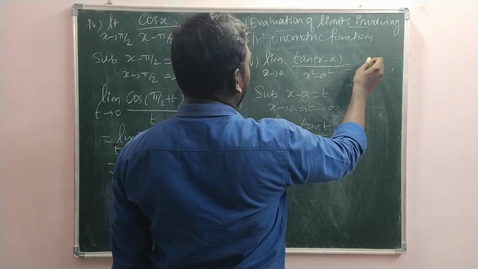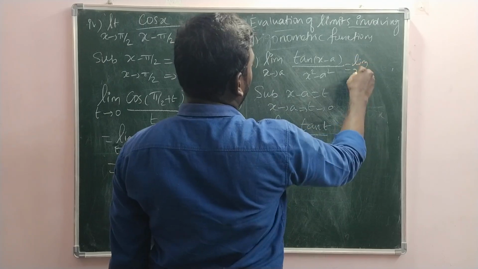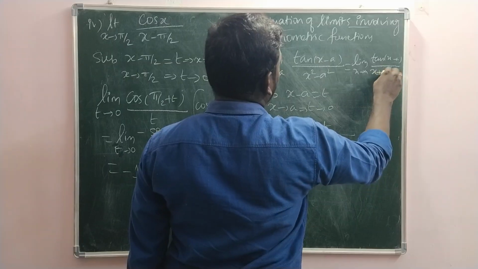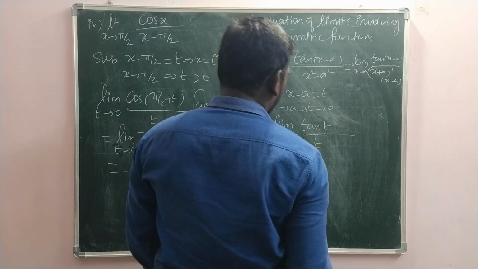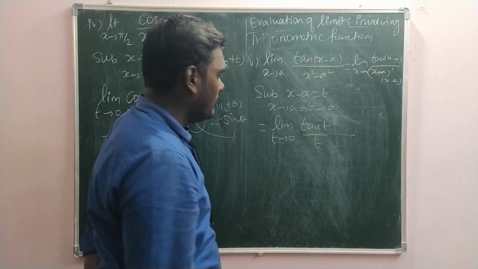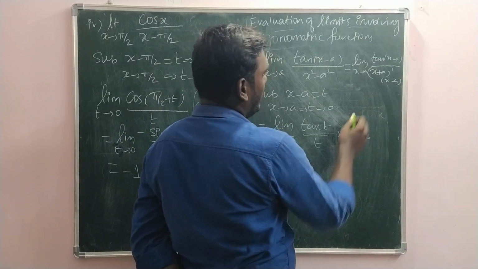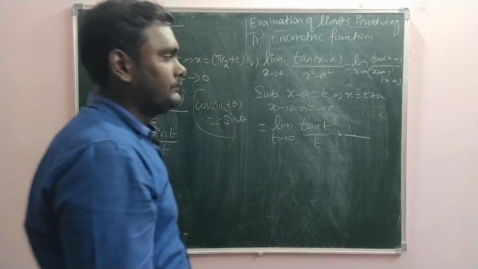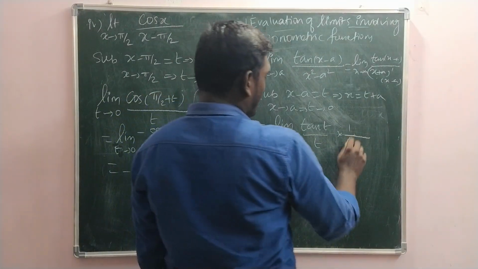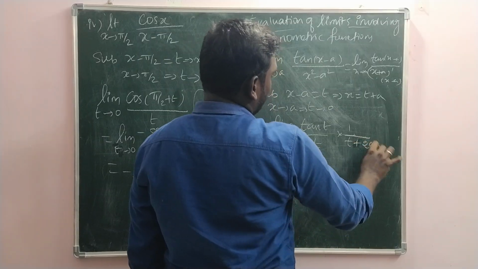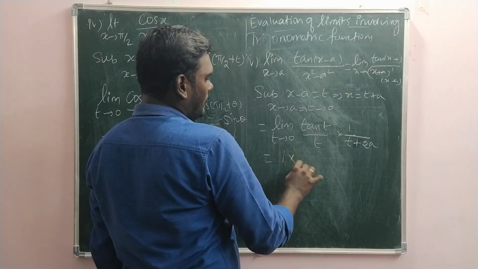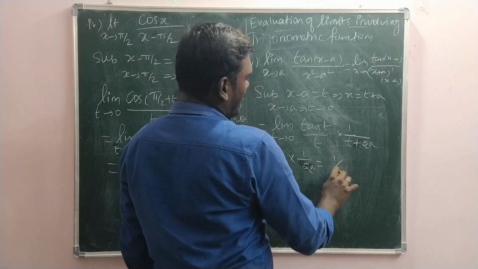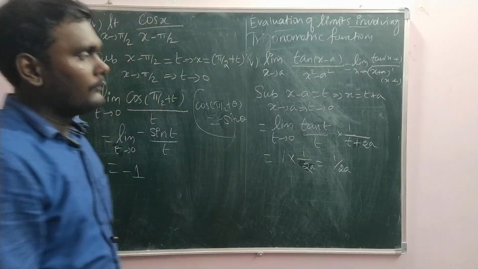Tan t by t. This can be written like limit x tends to a, tan of x minus a by x plus a into x minus a. That x minus a is t I am substituting here, into 1 by this x plus a. What is the value of x from this? This is t plus a. Is it? Then t plus 2a. So our answer is 1 into 1 by 2a. Yeah. So answer is 1 by 2a. Okay.